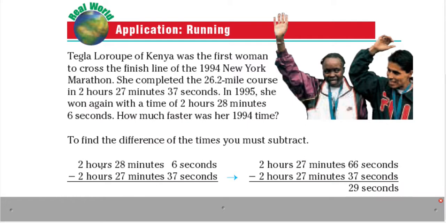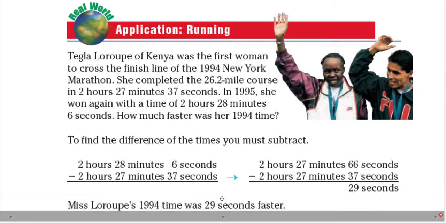Again, we borrowed 1 minute from 28 minutes, and that's the reason why you end up with 27 minutes here. And the 60 seconds, or the 1 minute that we borrowed from 28 minutes, we added to 6 seconds. That made it 66 seconds. Now you can subtract 37 seconds from 66 seconds: 29 seconds. 27 minus 27 is 0, and 2 hours minus 2 hours is 0. You end up with 29 seconds. So Ms. Loroupe's 1994 time was 29 seconds faster.